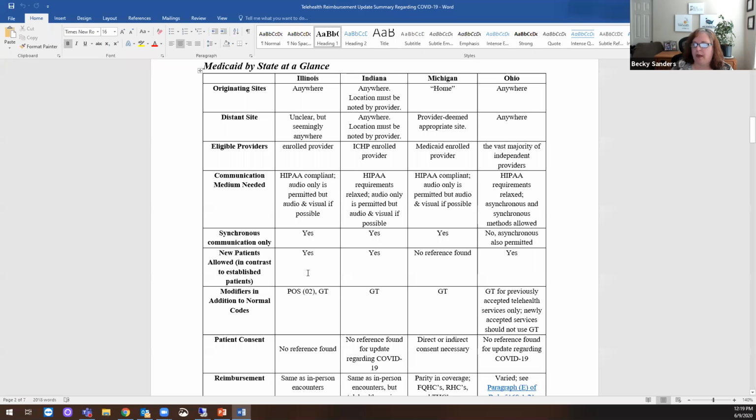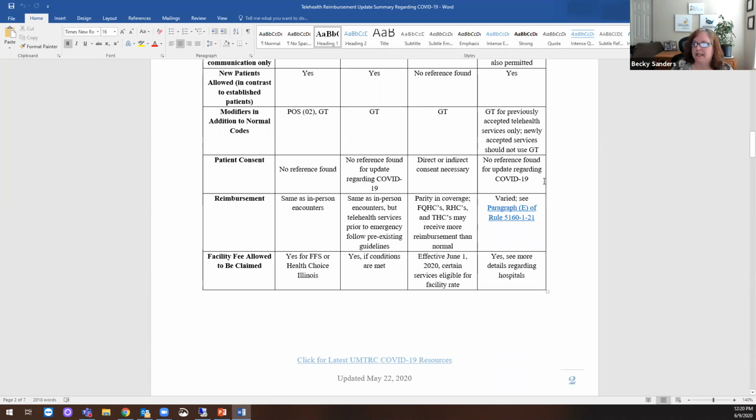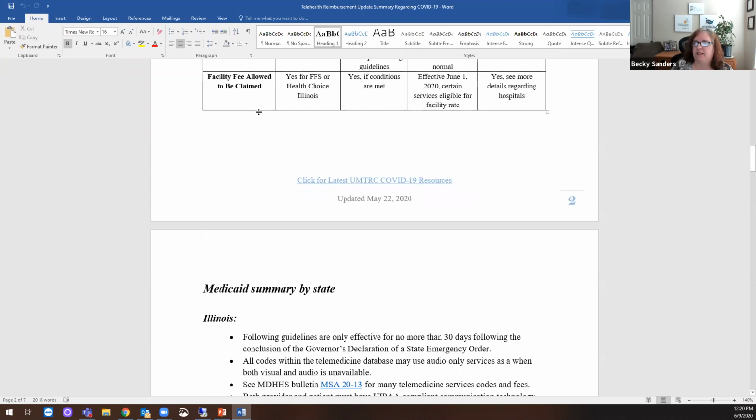Most states are now allowing patients to be established and seen via telemedicine for the very first time, where the patient and the provider are establishing that relationship. They can do that now via telemedicine. Here are your modifiers. Place of service 02, which means it's done via telehealth. Everybody else is still using the GT modifier, and that's what goes on the provider bill. Some references about patient consent, which we've done separate virtual office hours on, and information on reimbursement and the facility fee. So there are conditions. Obviously, if the patient's at home, you're not going to bill that facility fee.